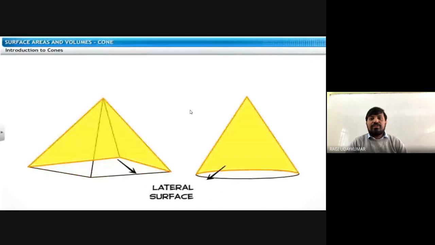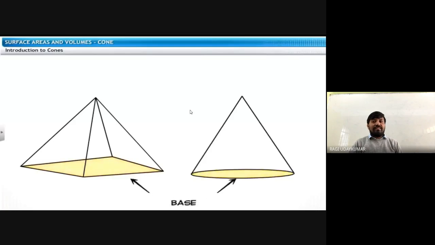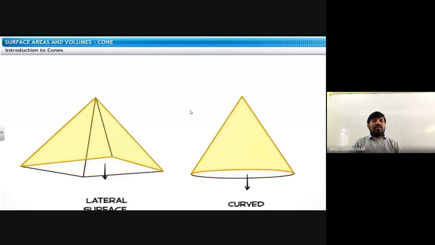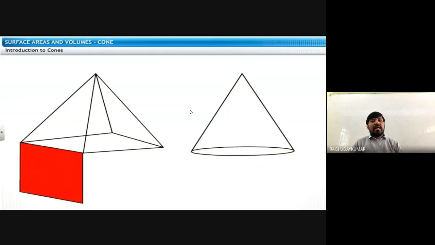So here you see that this is the base and these are the lateral faces, and the upper part is called a vertex. So here whenever you are taking lateral surface, curved surface, lateral surface and curved surface are different. Here the first figure is the pyramid. It is called a pyramid. You are not actually having a pyramid here. And the second one is the cone.